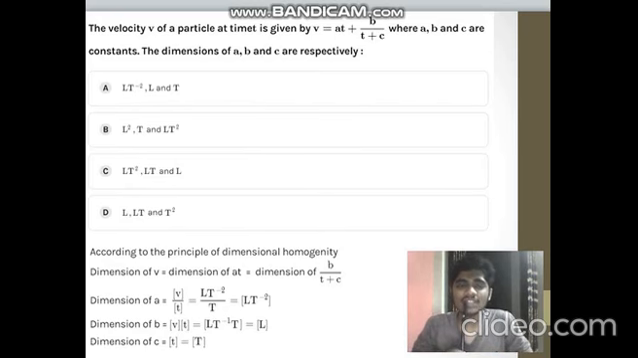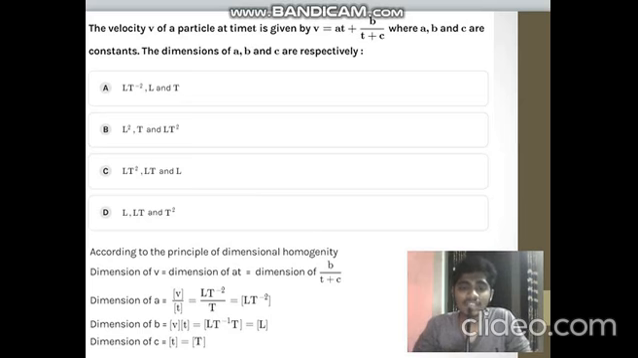The velocity v of a particle at time t is given by v = at + b/(t + c), where a, b and c are constants. The dimensions of a, b and c are respectively. So this is the question, and they have given us a relation v = at + b/(t + c). So we know that by the principle of homogeneity, only those quantities which have the same dimensions can be added or subtracted.